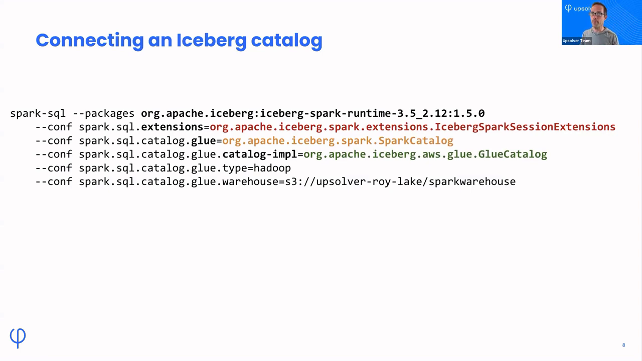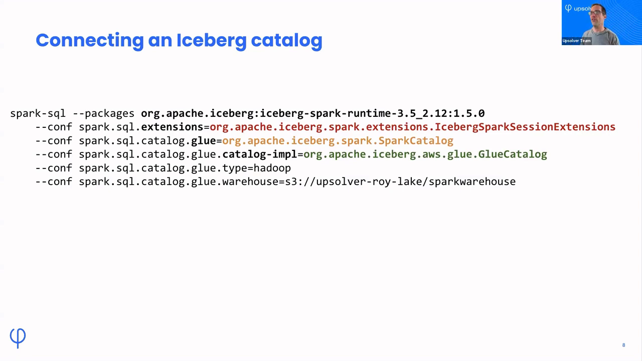need to work with. The first config line, the extensions, just basically registers the Iceberg extensions into Spark. So this gives you the ability to call different Iceberg functions, to look at metadata or system tables related to Iceberg. If you don't have it there, you can't do most of those things. So you gotta have it.